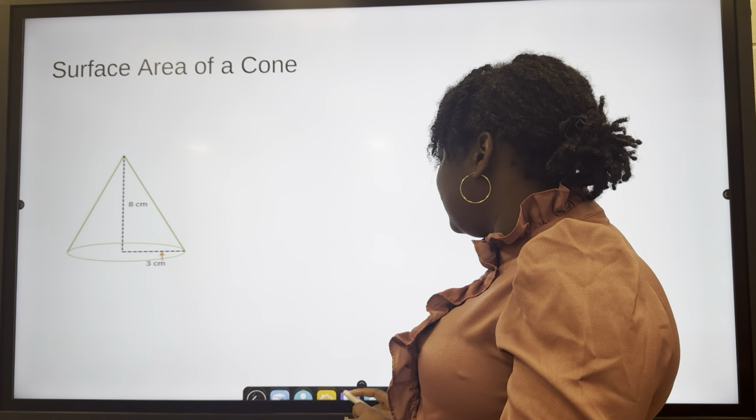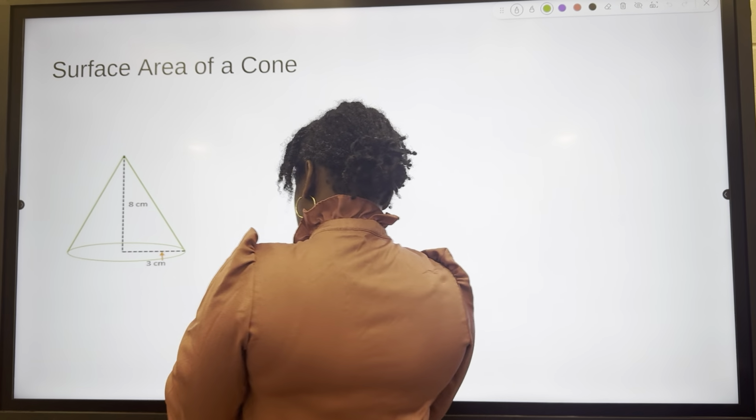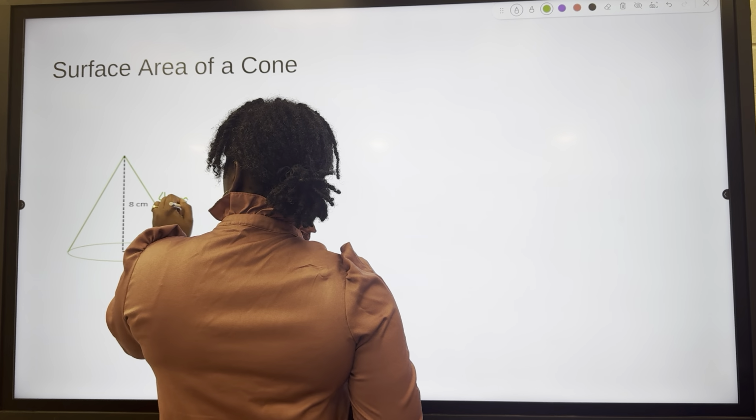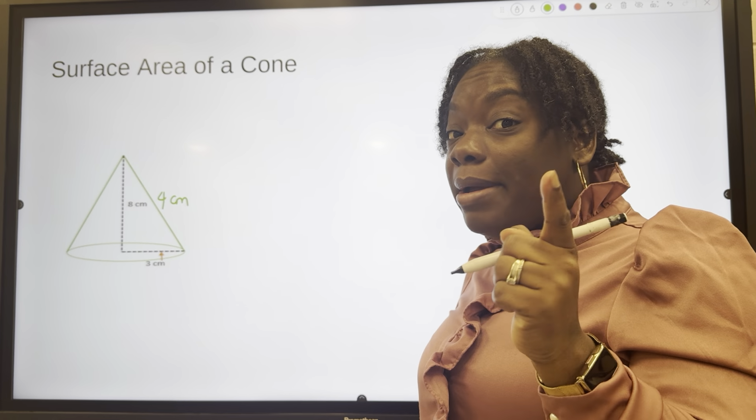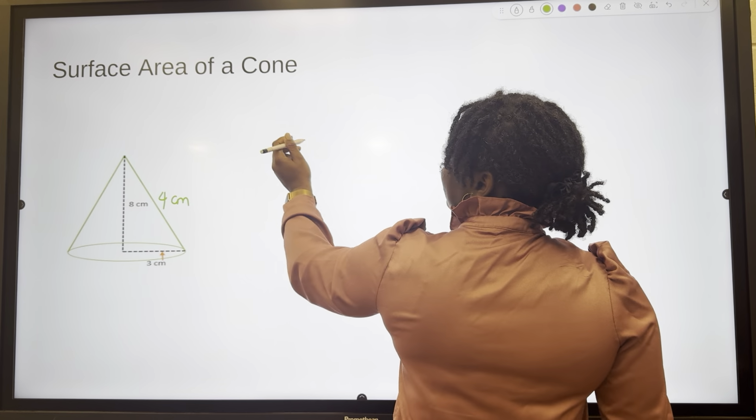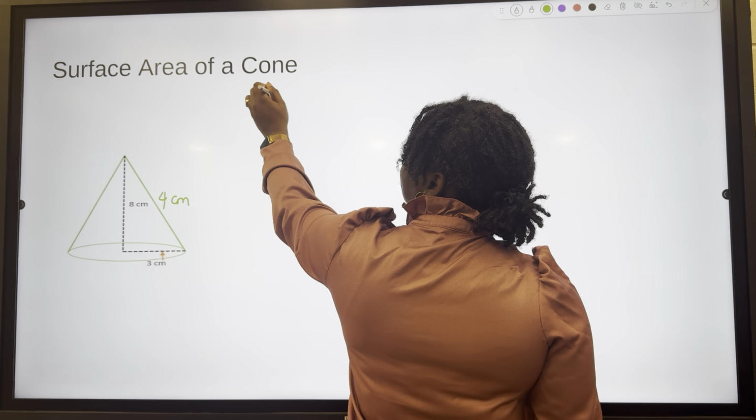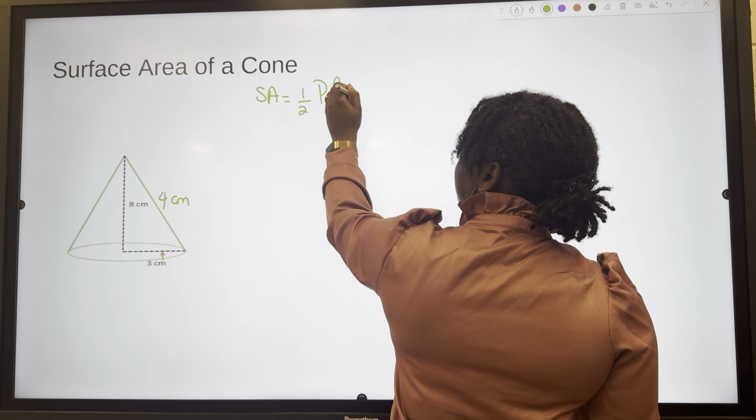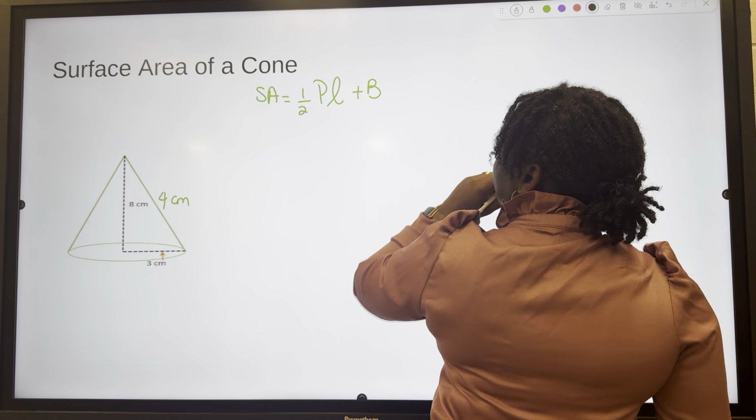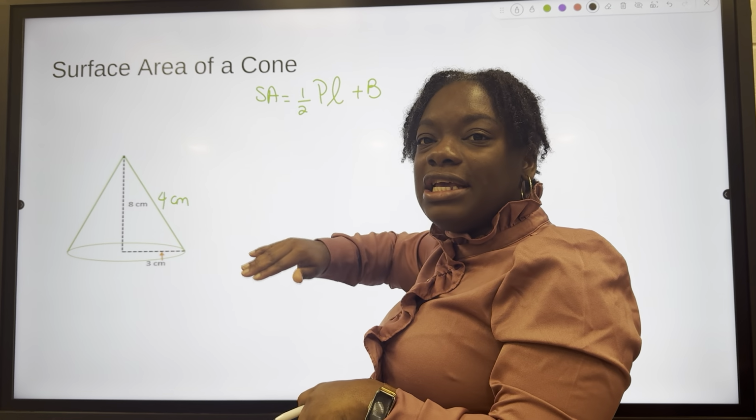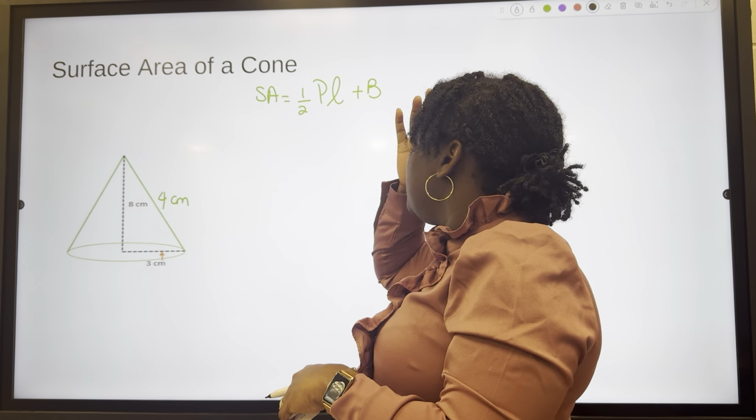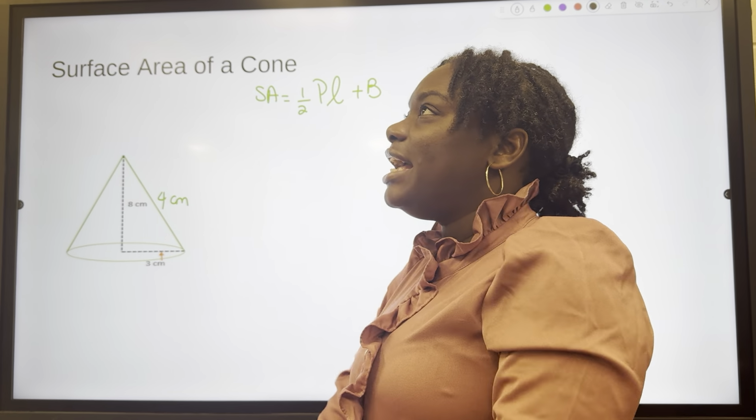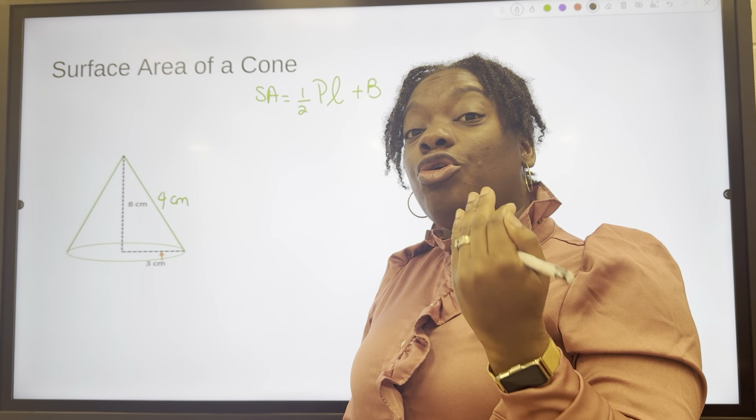So our first example that we're going to be looking at here, I'm going to have my slant height to be 4 centimeters. All right, remember from the previous video we said that the surface area is equal to half PL plus B, and bear in mind that P is the perimeter of the base, B is the area of the base and L is your slant height. So we're going to use that to rewrite the formula for our cone.